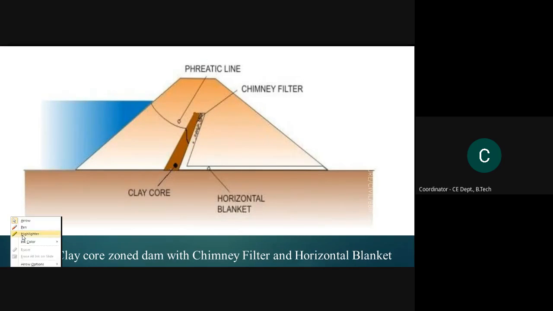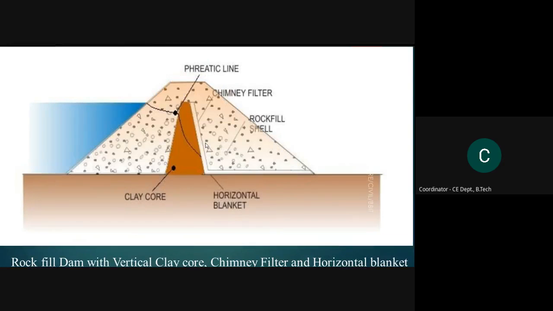This is an inclined clay core zoned dam with chimney filter and horizontal blanket. Up to now you have seen that the central core was situated in a vertical position, but here it is situated in an inclined way, having a chimney filter parallel to it and the horizontal blanket situated in that manner. This is called a rock-fill dam with vertical clay core, chimney filter and horizontal blanket.